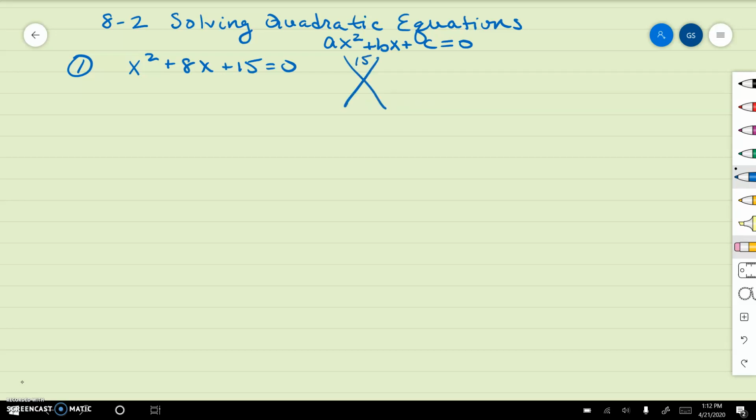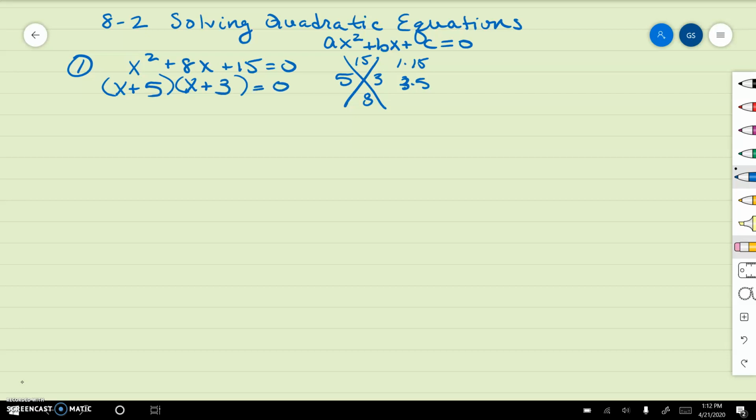Our top number is the 15, the bottom number is 8. You already have this in your notes. You don't really have to write this down if you don't want. I just wanted to remind you. 1 times 15, 3 times 5. Well, 5 times 3 is 15, and 5 plus 3 is 8. Those are our numbers. Therefore, our quadratic equation written in factored form is x plus 5, x plus 3.